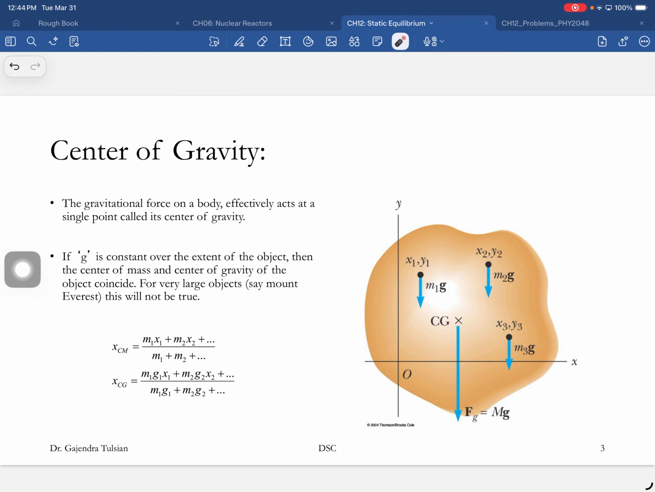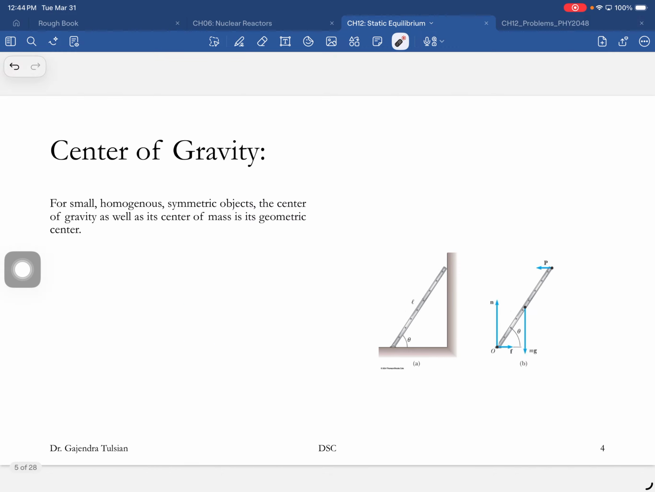For most man-made structures, the center of gravity and the center of mass are the same. Unless your structure is 10 or 20 miles tall, the center of gravity will not be different. For Mount Everest, the center of gravity is slightly below its center of mass. But as far as we're concerned, we'll always take the center of mass and center of gravity to be the same. We refer to center of gravity because that is where the weight of the object acts.